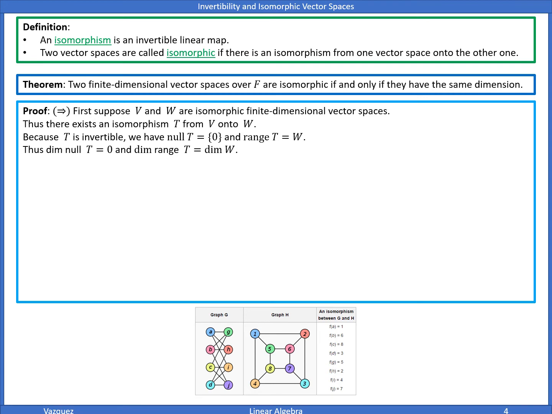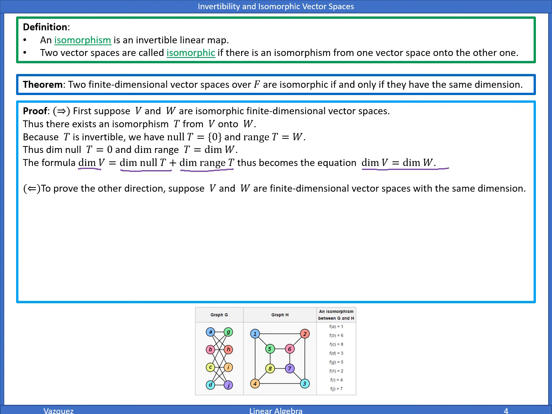Therefore, the dimension of the null space of T is 0, and the dimension of the range of T is the dimension of W. What formula is that from? Well, that's from the fundamental theorem of linear maps, right? So this equation, dimension of V equals dimension of null T plus dimension of range T, becomes dimension of V equals dimension of W, which gives us exactly what we wanted: V and W have the same dimension. So that proved one direction.